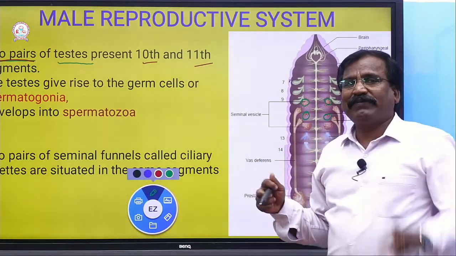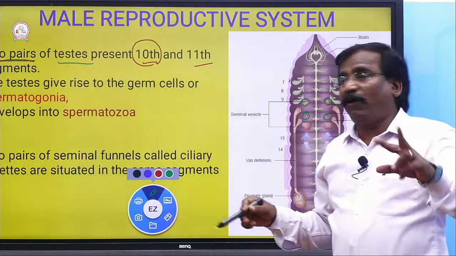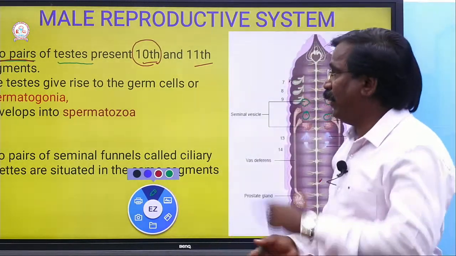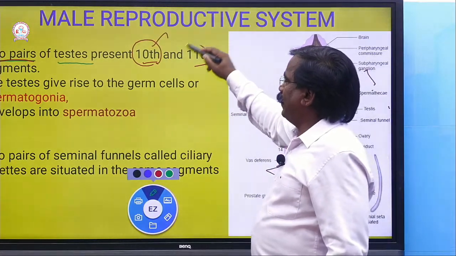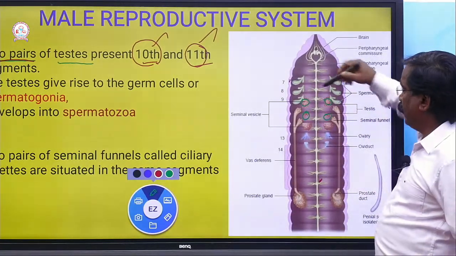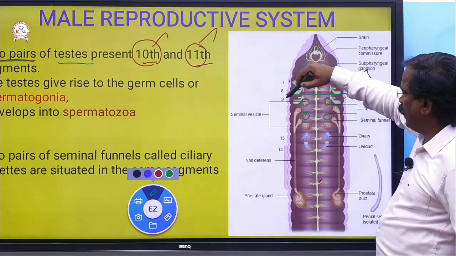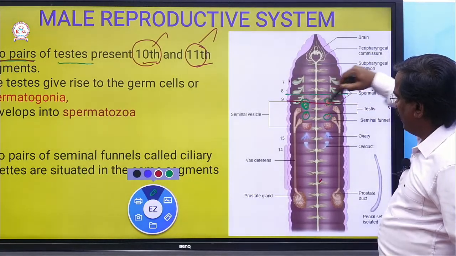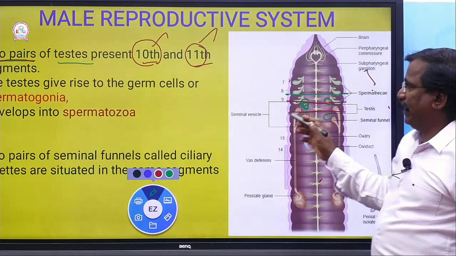The first pair is located in the 10th segment, and the second pair in the 11th segment. This is very important. If you write without mentioning the segments, you cannot get full marks. Here I'm highlighting the numbered segments: this is 8, 9, and this is the 10th segment, and the 11th segment.